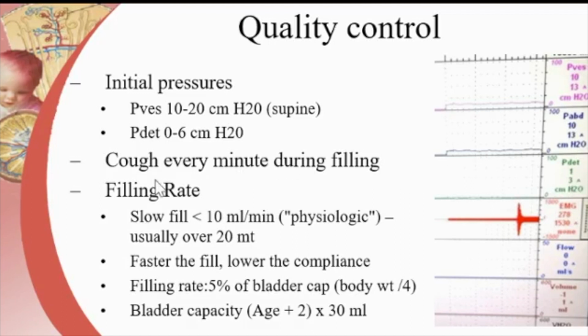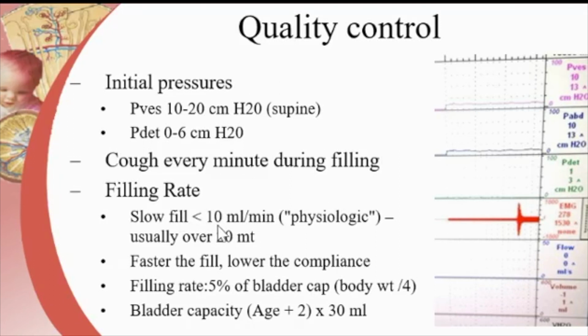And you have to get a cough very frequently. In children, any crying or any activity, if they say a word, can be considered equal to a cough. Fill rate, in adults, generally they fill at 40 ml per minute routinely, but this is not the way it's done in children. A slow fill is what is needed.